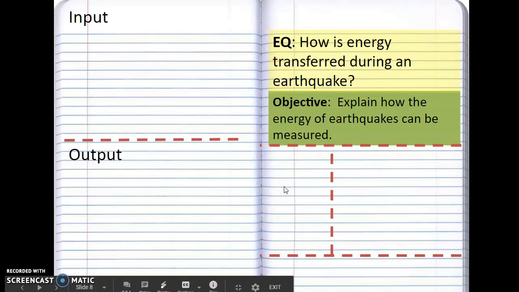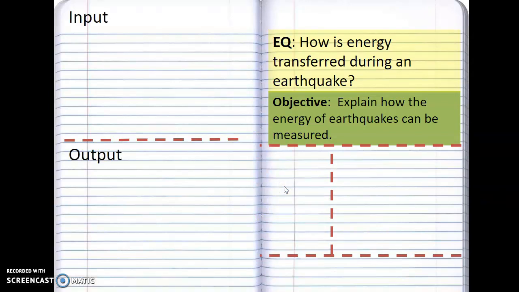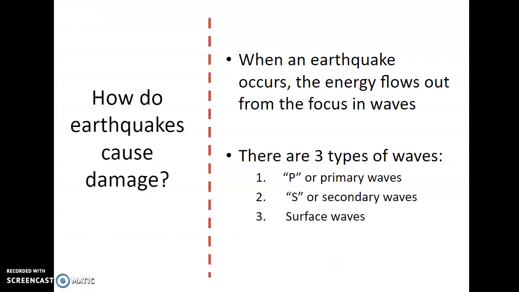So we're going to move on to a second lesson just for time's sake. How is energy transferred during an earthquake? We're going to be able to explain how the energy of earthquakes can be measured. So how do earthquakes cause damage?